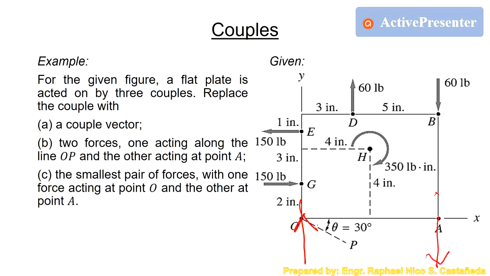Like that. Upward and downward, or it may be downward and upward depending on the answer that we will get. So meaning, this is the smallest possible pair of forces that we can get because the distance is the largest possible if the forces are acting at point O and point A.